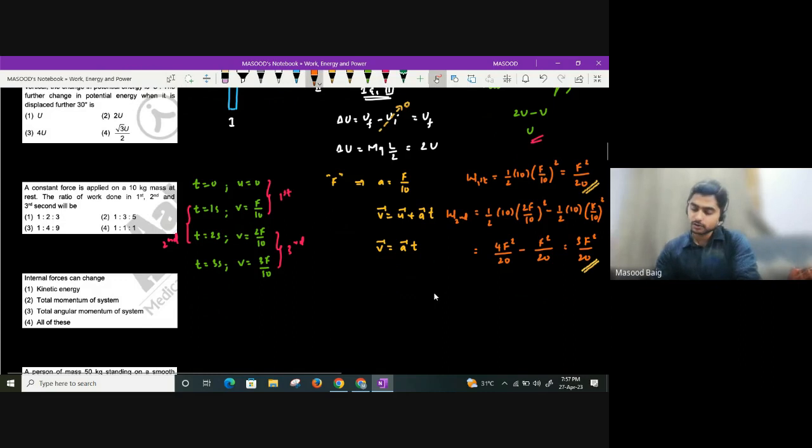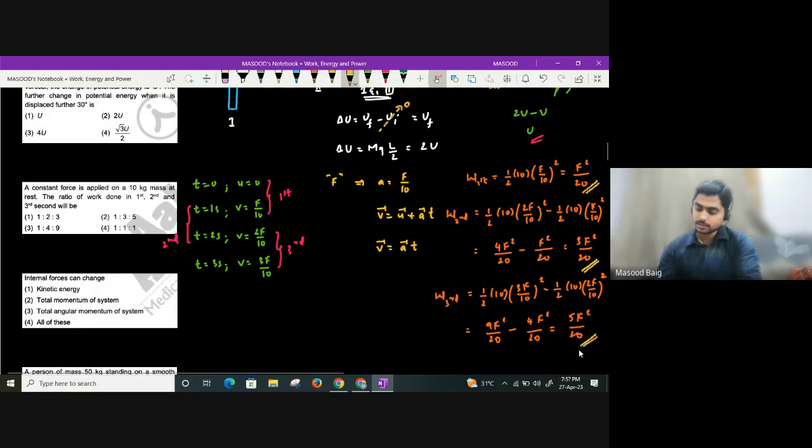Let us try to find out what is the work done in the third second. So in order to find out work done in the third second, what will I do? Again, change in kinetic energy will apply. After 3 seconds, what is the speed here? 3F divided by 10 whole square, minus, after 2 seconds, what is it? 2F divided by 10 whole square, guys. So what are we going to obtain now? This will be 9F square divided by 20 minus, we got this as 4F square divided by 20, which will turn out to be 5F square divided by 20.